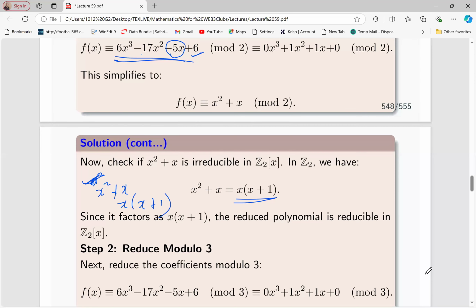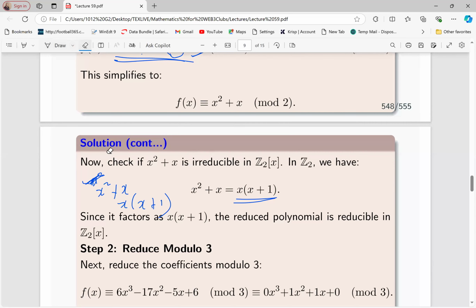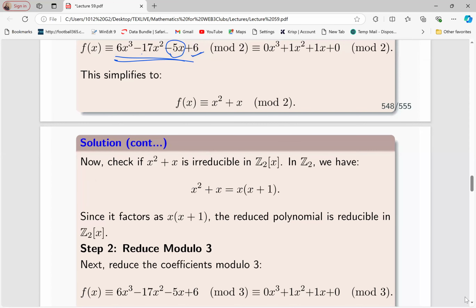When you find one that is reducible, you cannot at that point just conclude that the original one is also reducible. You need to try another prime number and see whether it agrees. If two agree, then you can conclude that the original one was also reducible.